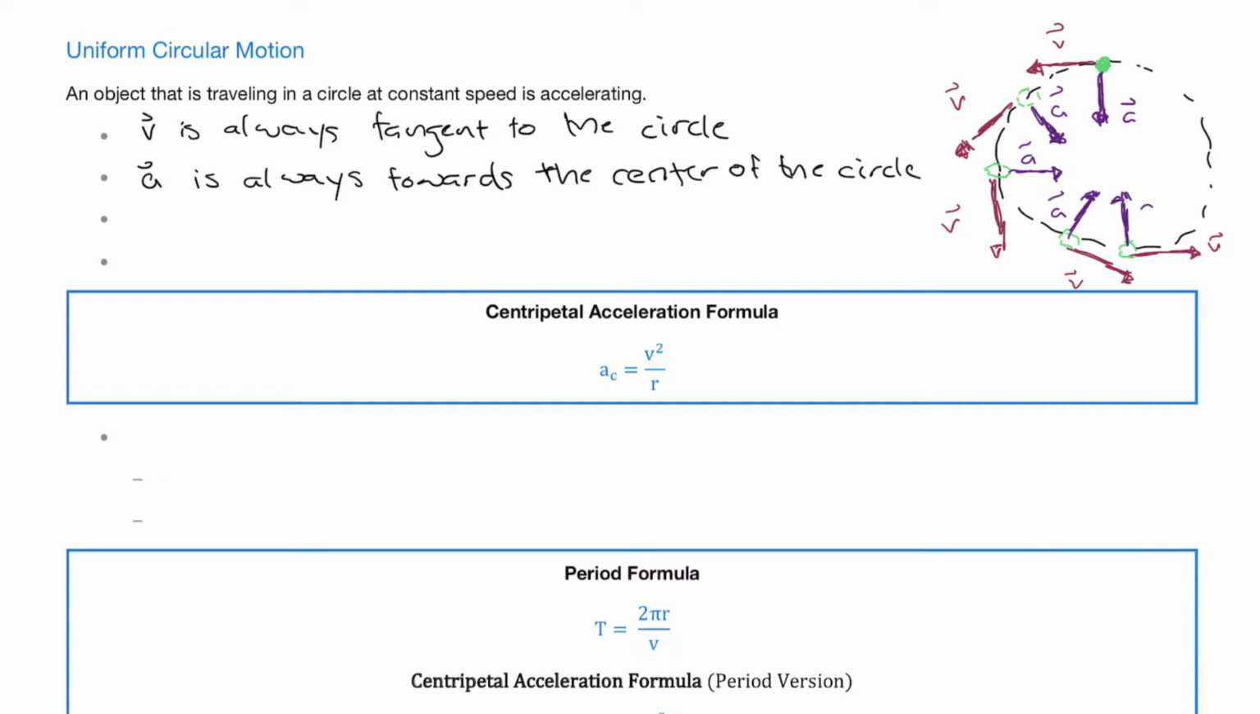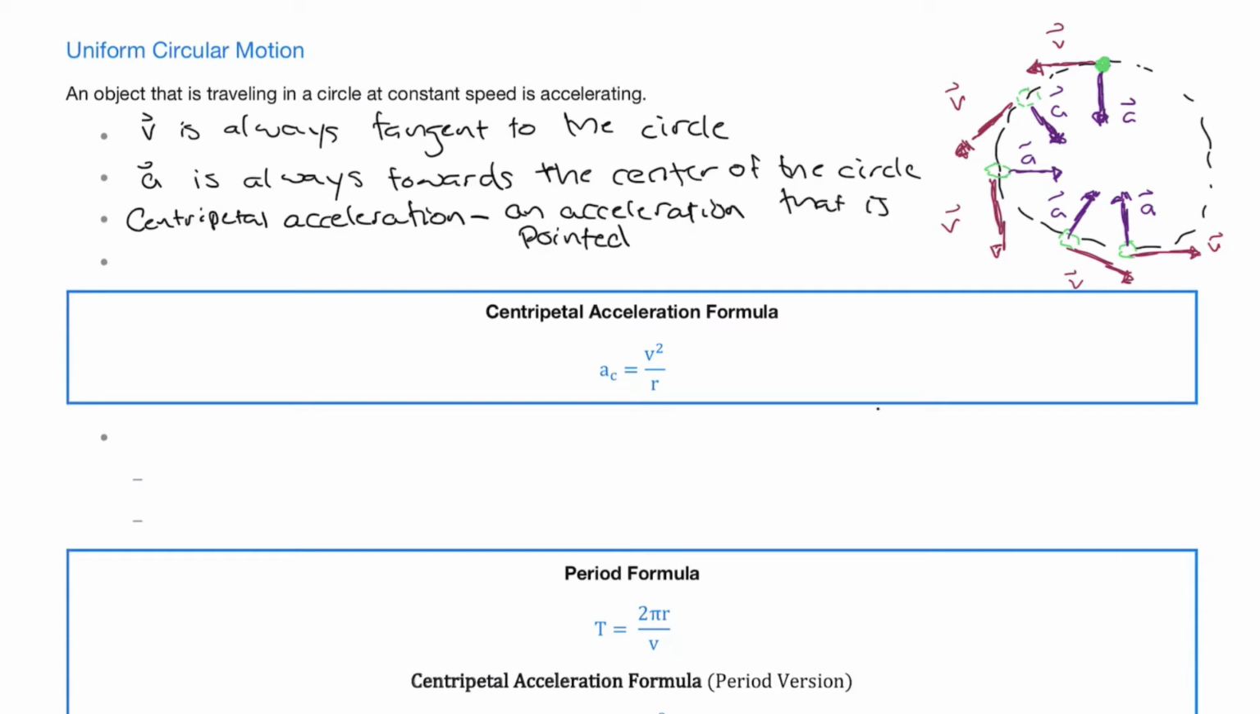The fact that the acceleration always points towards the center of the circle is significant, and in fact we'll see that any type of acceleration that always points towards the center of a circle gets a special name. That name is centripetal acceleration, an acceleration that is always pointed towards the center of a circle. In fact, the word itself means a center-seeking acceleration. This will have the symbol a sub c.